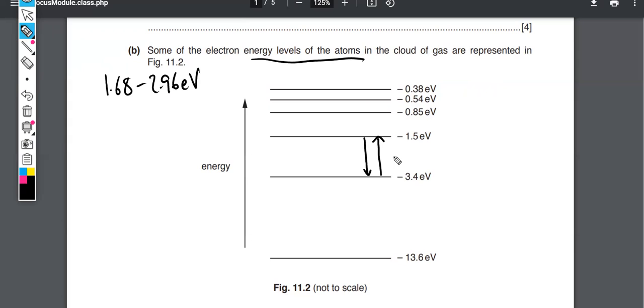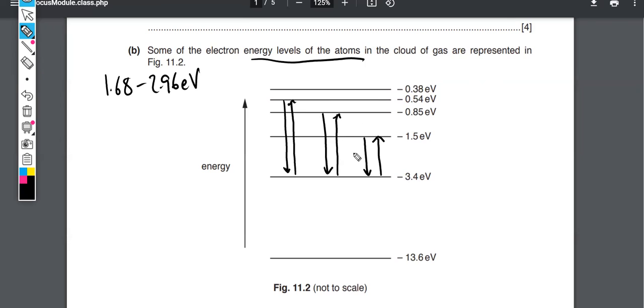3.4 minus 0.85. Okay, so there is an energy jump here of 2.55 electron volts. Now that's within this range, and so that's doable, that's possible. And so I'll draw that, we could go from here to here, but again, it de-excites, it goes back down, and then emits a photon with 2.55 electron volts. That corresponds to a particular wavelength or frequency. If we keep working through, 3.4 minus 0.54, 2.86, and so that still is beneath 2.96, and so there's another jump we could do.